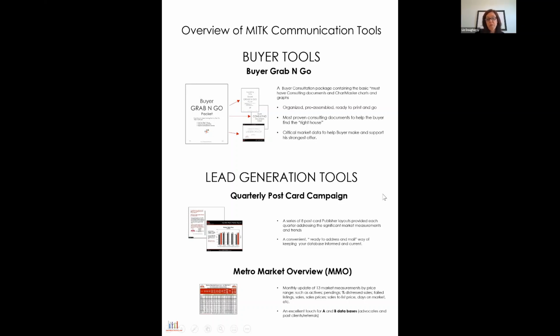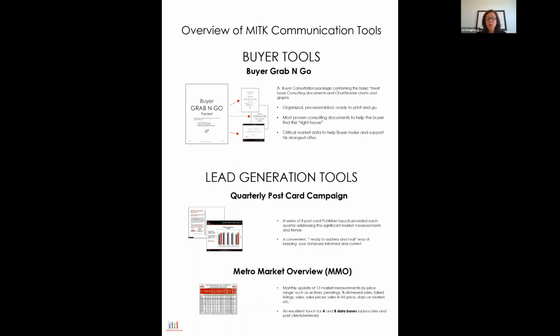The Metro Market Overview we talked about, which is the monthly report. This one I use, that is my monthly touch for my database. For Atlanta people, I'll pick 1 or 2 charts and I will just email that with some descriptions, some key points in the email. And that is a once a month touch you can easily use. And it shows you as a market expert because you have all these wonderful stats. And it shows that you're keeping on top of the market.